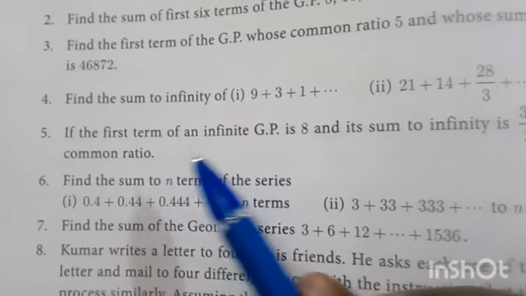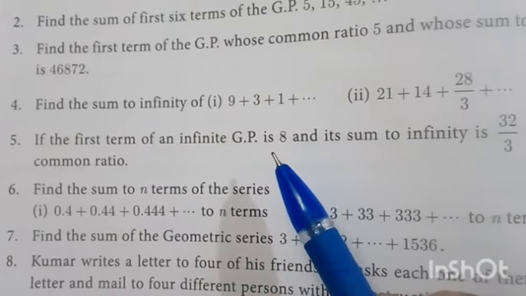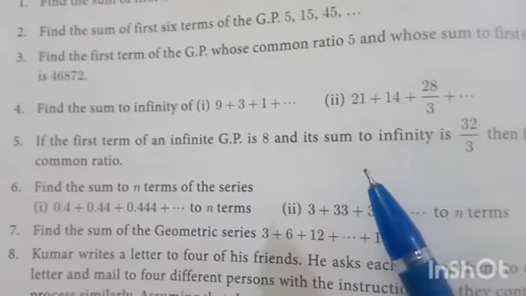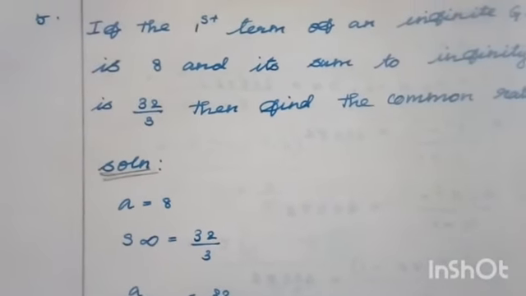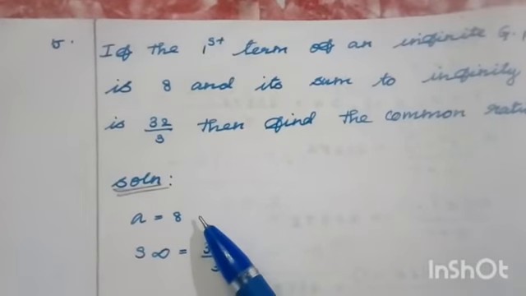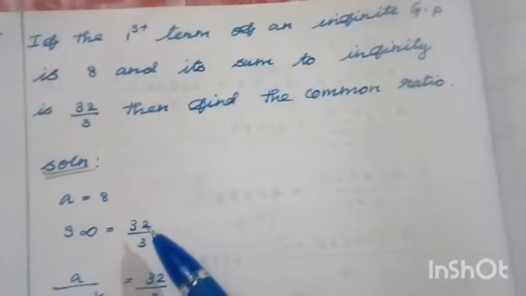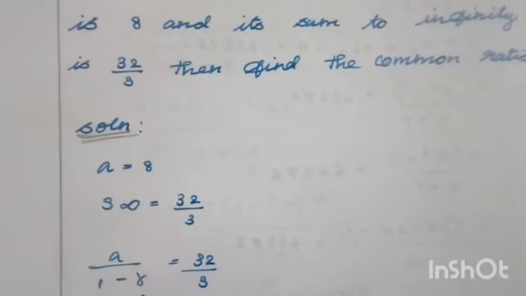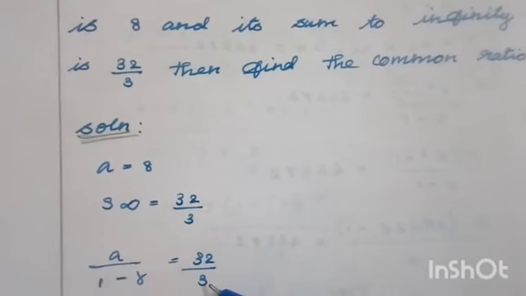Fifth question: if the first term of an infinite GP is 8 and its sum to infinity is 32 by 3, then find the common ratio. For this problem, the first term of the infinite series is given, a equal to 8. The sum to infinity is 32 by 3. This is given. For sum to infinity, we have the formula a by 1 minus r, that is equal to 32 by 3.